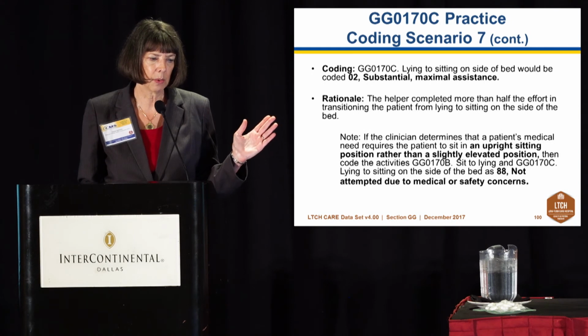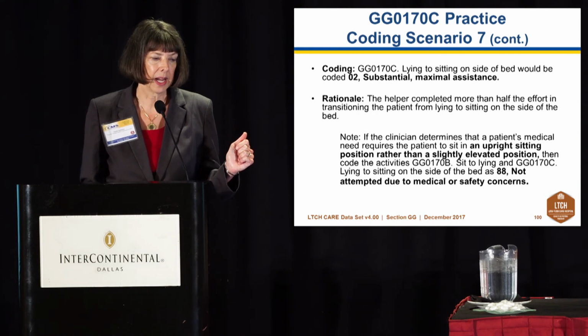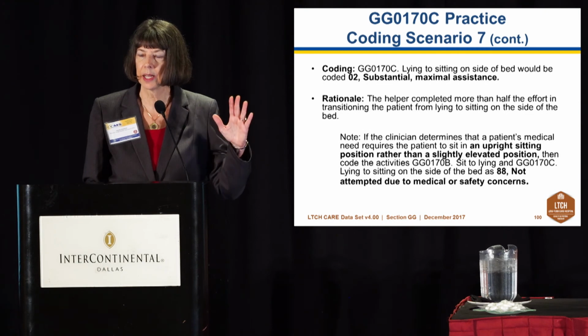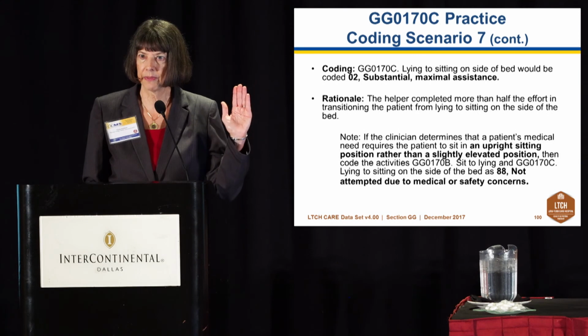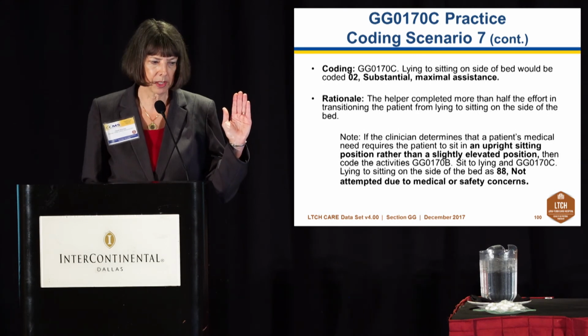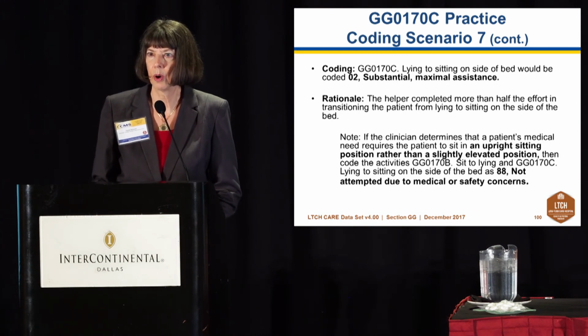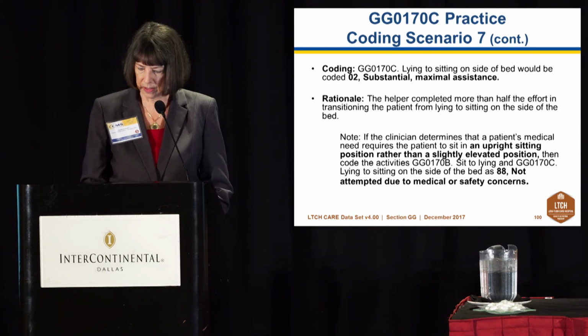GG0170B, lying to sitting, and GG0170C, lying to sitting on the side of the bed. So sit to lying and lying to sitting should be coded in that case where a patient cannot tolerate even a slightly elevated position, but has to have an upright position of sitting because of medical conditions and safety. You would code that person 88, not attempted, due to medical or safety conditions.